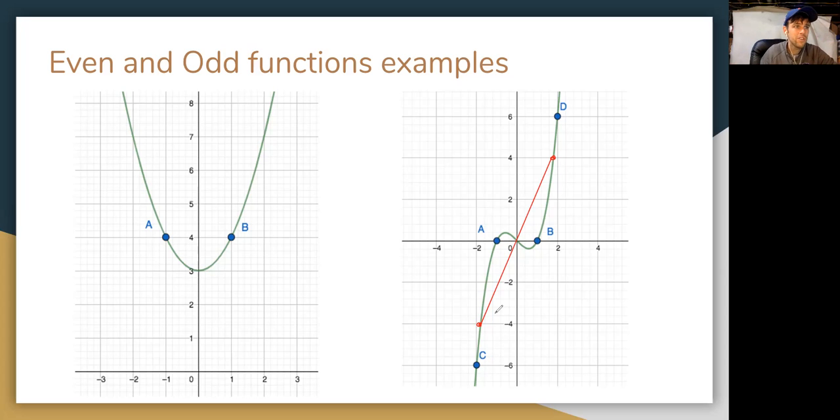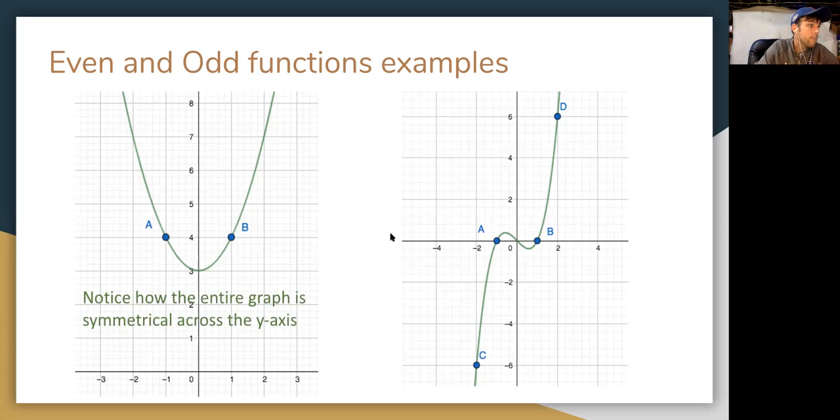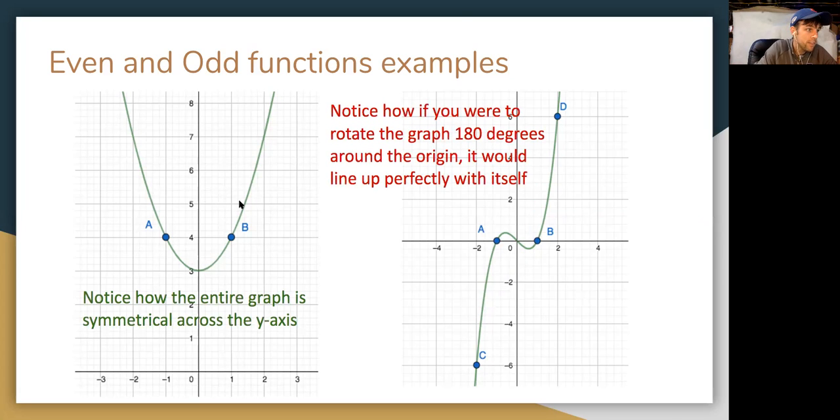The other way you can sort of visualize it, if you take half of your graph here and you rotate it 180 degrees, it would end up lining up exactly on top of the other half. Has that sort of rotational symmetry or symmetry through the origin. A little bit harder to see though. It's not quite as easy to see that's what's going on as the direct symmetry across a line. All right. So again, notice how this graph's symmetrical across the y-axis. This one has that 180-degree rotational symmetry.